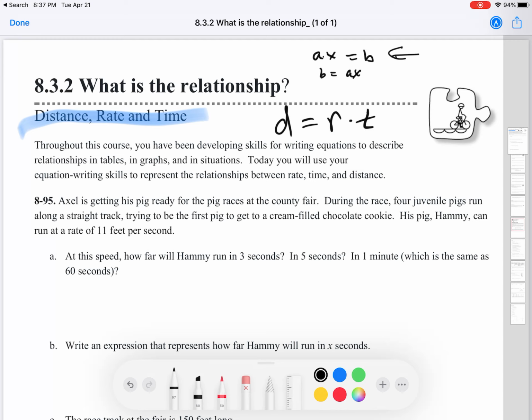And so for our problems today, distance is our B, rate will be our A, time will probably be our T, and X will probably be our rate, actually. It doesn't matter, really, which one comes first, but that will be kind of our focus here for today. Okay?